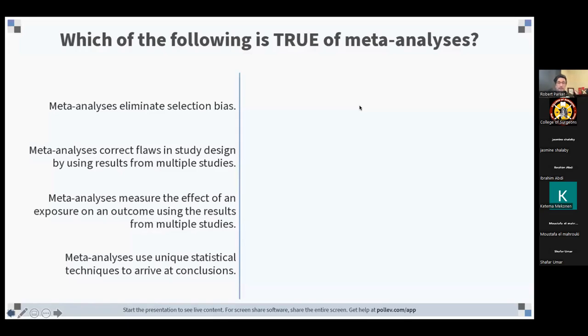So they measure the effect of an exposure on an outcome using results of multiple studies. But it can't really correct for the flaws in the study design. You can assess the bias in each of these studies. And the statistical tests, the techniques that you use, are not unique to a meta-analysis.